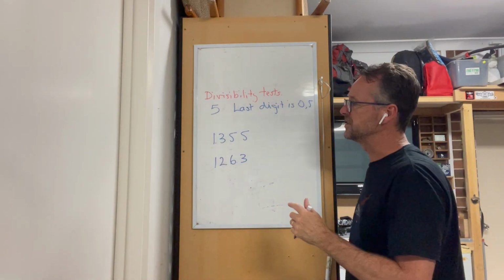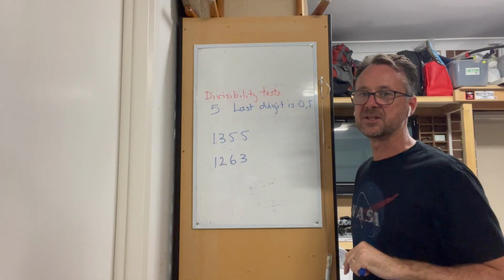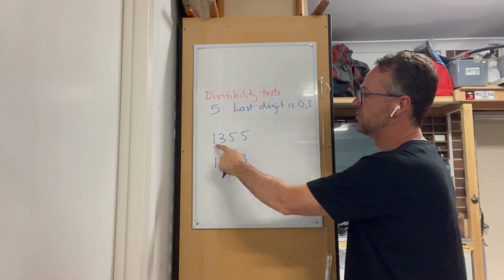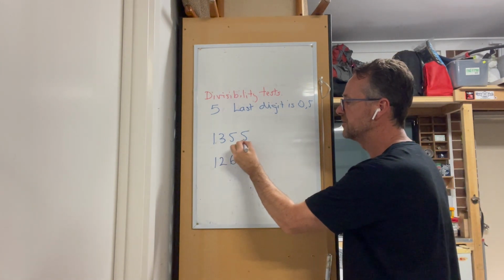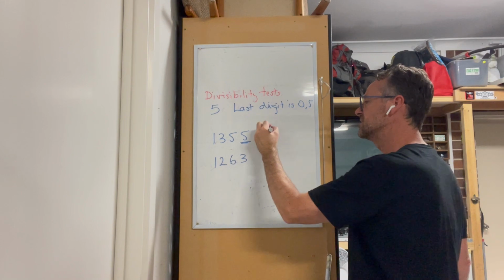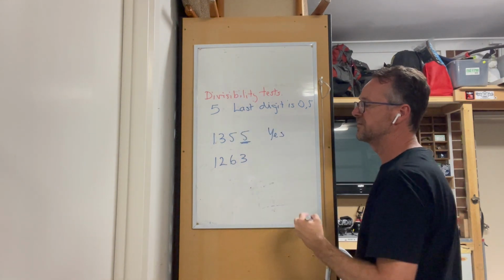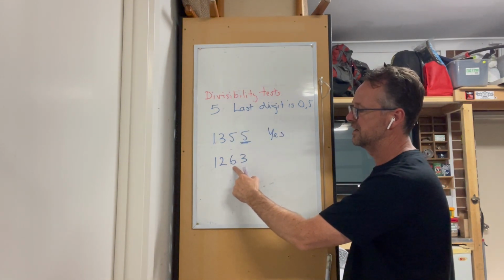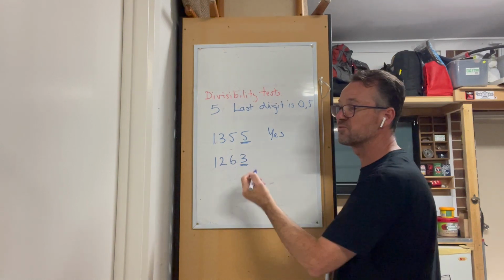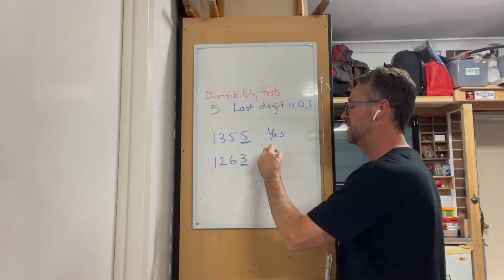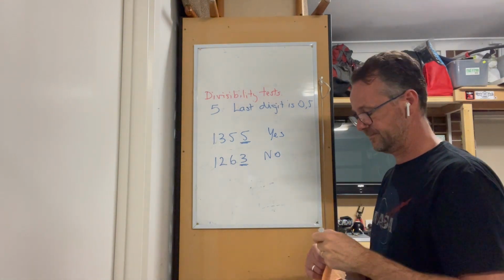5's one of the easier ones because the last digit is either a 0 or a 5. So 1,355, we just have to look here and we go, yes, that's going to be divisible by 5. 1,263, 3 is not a 0 or 5, so that's going to be a no, not divisible by 5.